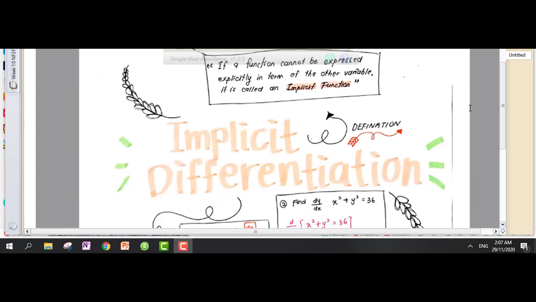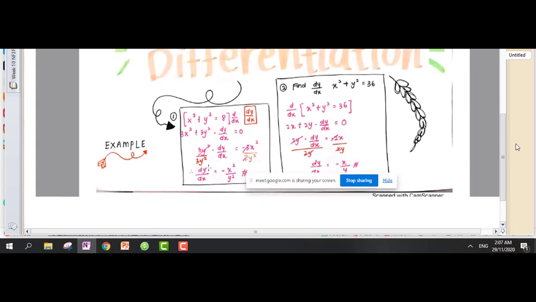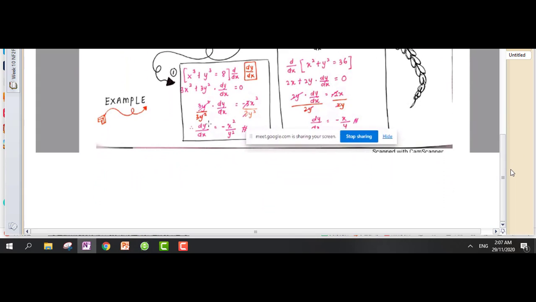The definition mentions that when a function cannot be expressed explicitly in terms of the other variable, then we call it an implicit function. There are a few examples to represent the implicit function. Before that, maybe you will get confused: what's the difference between implicit and explicit? I'm going to show you something as follows.